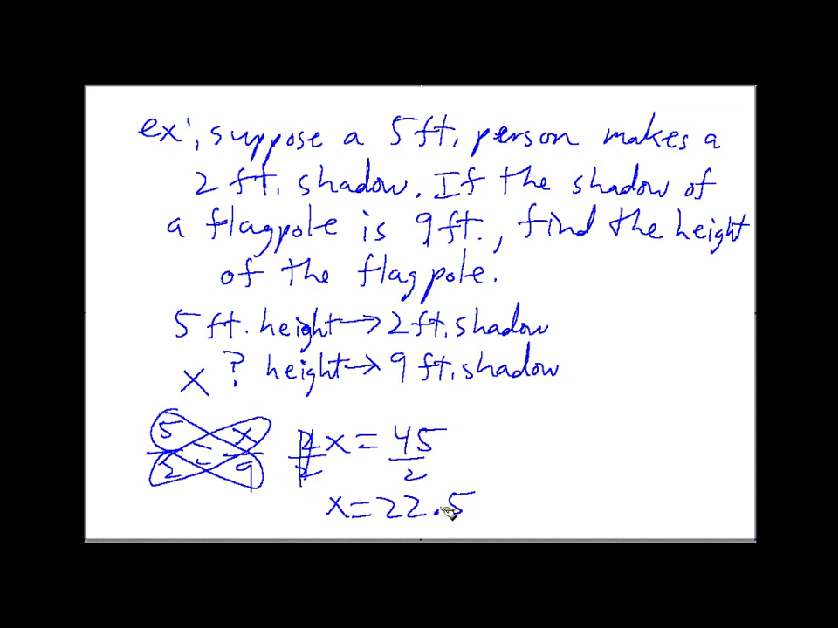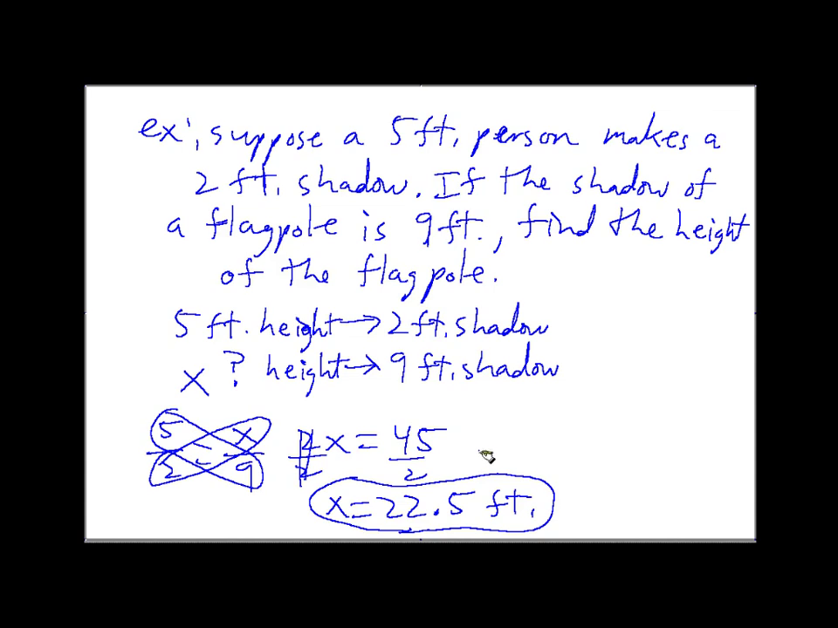22.5. You can punch it in the calculator. Or 22 and a half what? Feet. So we estimate the flagpole, based on the shadow, to be 22.5 feet in height. Can we see that? So again, we can use proportions here to find the height of objects that we can't measure. Okay, so we see the logic here.